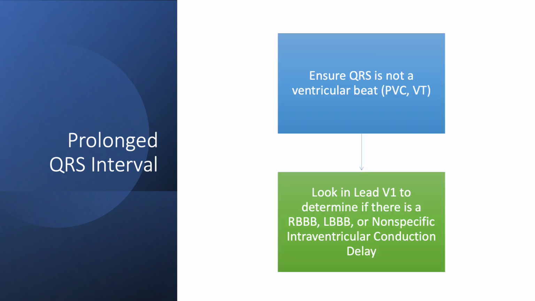So first step, prolonged QRS interval, ensure that it's not a ventricular beat. Make sure it's not a PVC, it's not VTach. If you know for sure that this is not a ventricular beat, then we're going to look in lead V1 to determine if there is a bundle branch block or a nonspecific intraventricular conduction delay.